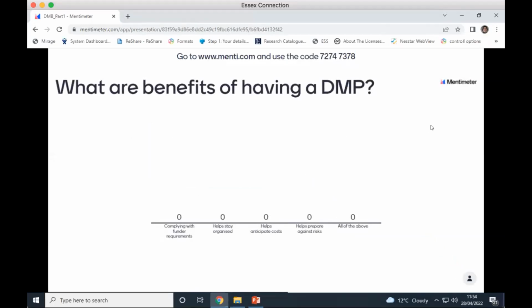Okay, moving on, what are the benefits of having a data management plan? So we have complying with funder requirements, helping to stay organized, helping anticipate costs, helping prepare against any risks, or all of the above. Again, I think this is an easy one. Yes, we were going for all of the above. So as I said, more and more funders now require having a data management plan. It helps us stay organized, especially if we keep it as a living document.